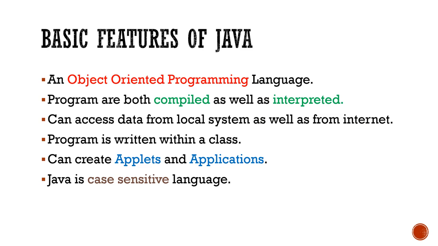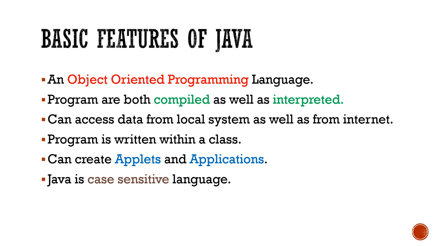Now we are going to see the basic features of Java. It is an object oriented programming language. We already saw that, so it has all the features of object oriented programming. Programs are both compiled as well as interpreted. This is something special in Java, because other languages use either a compiler or an interpreter.